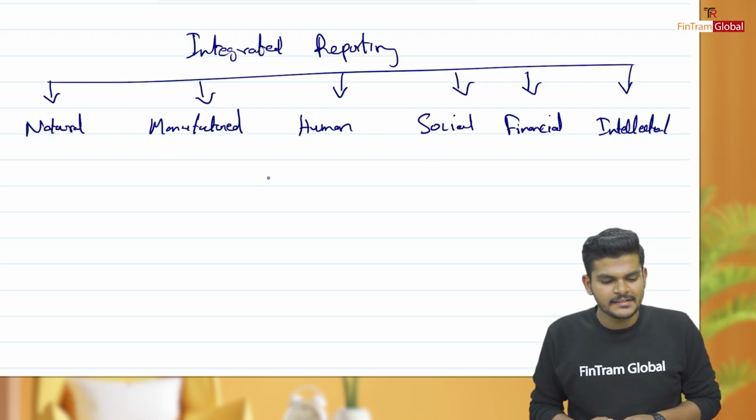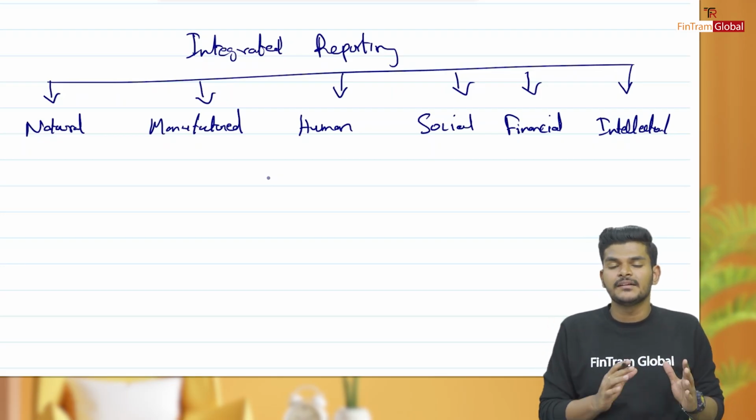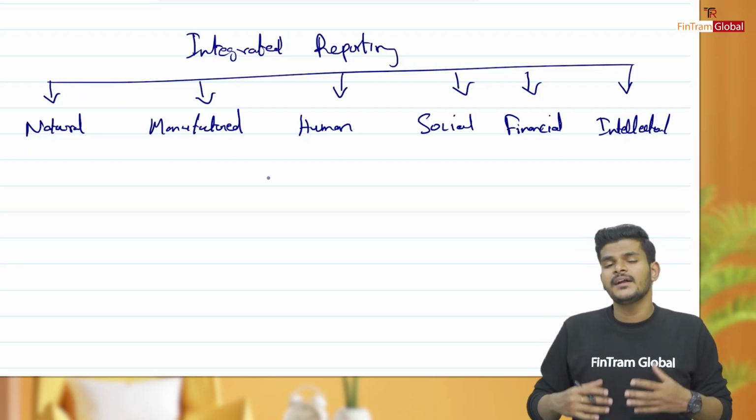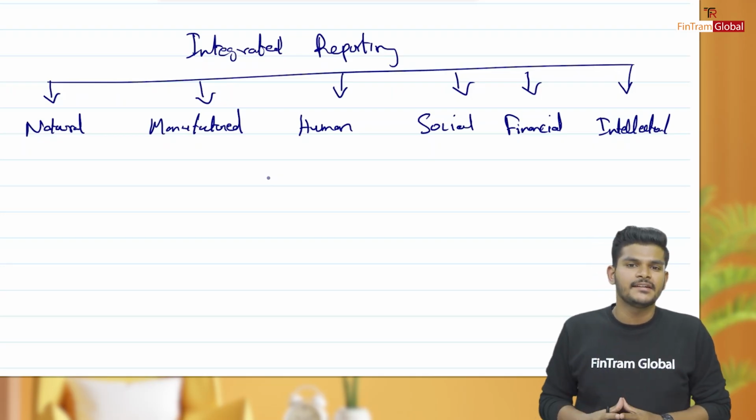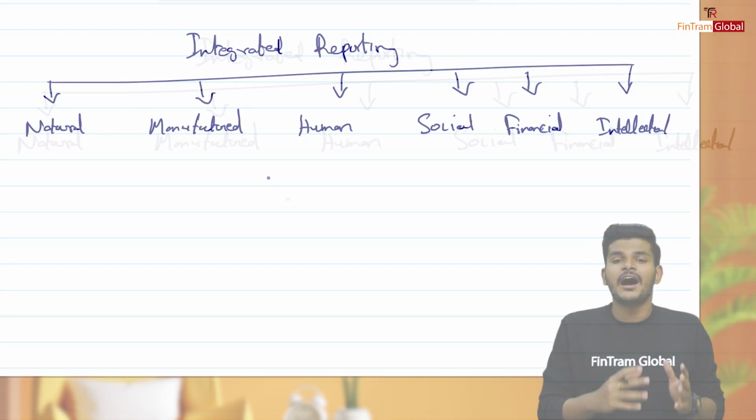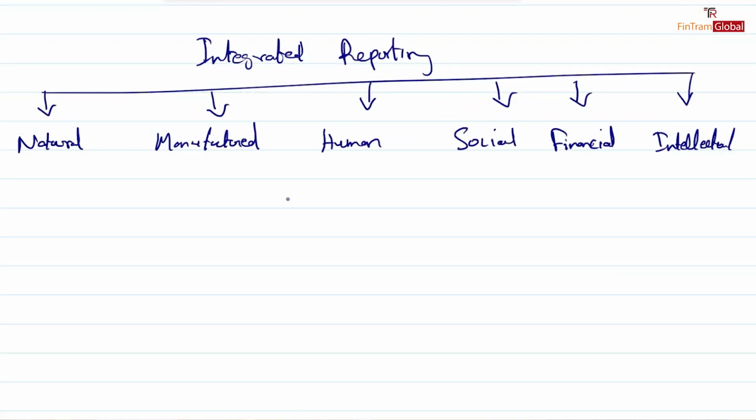Okay, folks. So that's basically what the 6 capitals under integrated reporting are. And if you are publishing an integrated report, then we should be talking about how we are adding value under each of these capitals to the general public, to the customers, and to everyone. Okay, folks, so that's basically the idea. Simple as that. Now, what else?